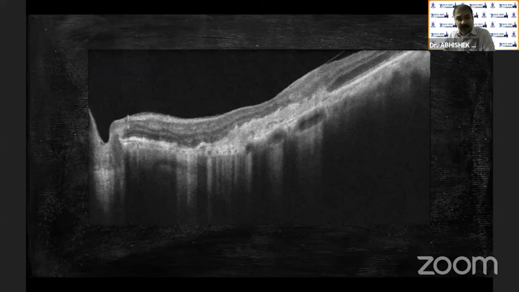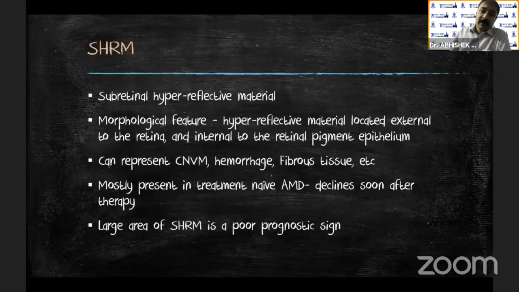Okay. This is what Dr. Darius had referred to in his talk. If you can see, there is an outer retinal hyperreflective band. So this is basically subretinal hyperreflective material, or SHRM. This is a morphological feature. This has no direct pathological correlation. It's a hyperreflective material located external to the retina and internal to the RPE. This can represent CNVM, hemorrhage, fibrous tissue, etc.